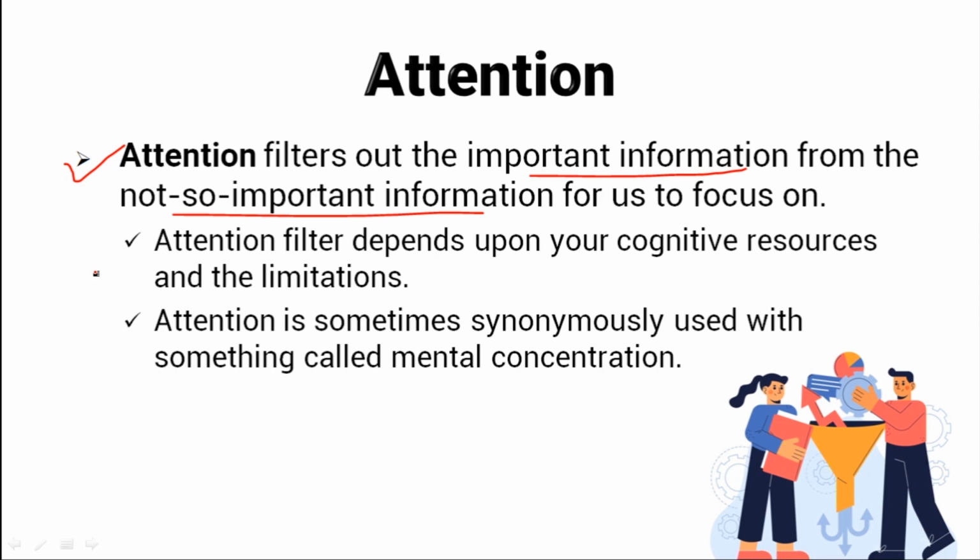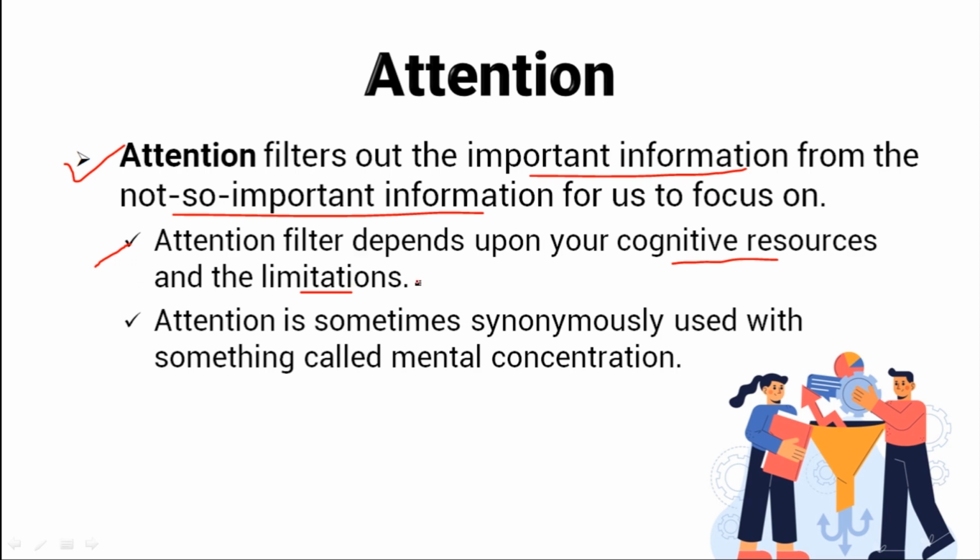For example, if you have 4 inputs like R1, R2, R3 and R4 and you only want to pay attention to R3, then the attention filter will only allow R3 to pass through. Attention filter depends upon your cognitive resources and the limitations. So the study of attention is mainly concerned with how much cognitive resources you have and the limitations of those resources. Okay, so let me explain cognitive resources and the limitations with an example.